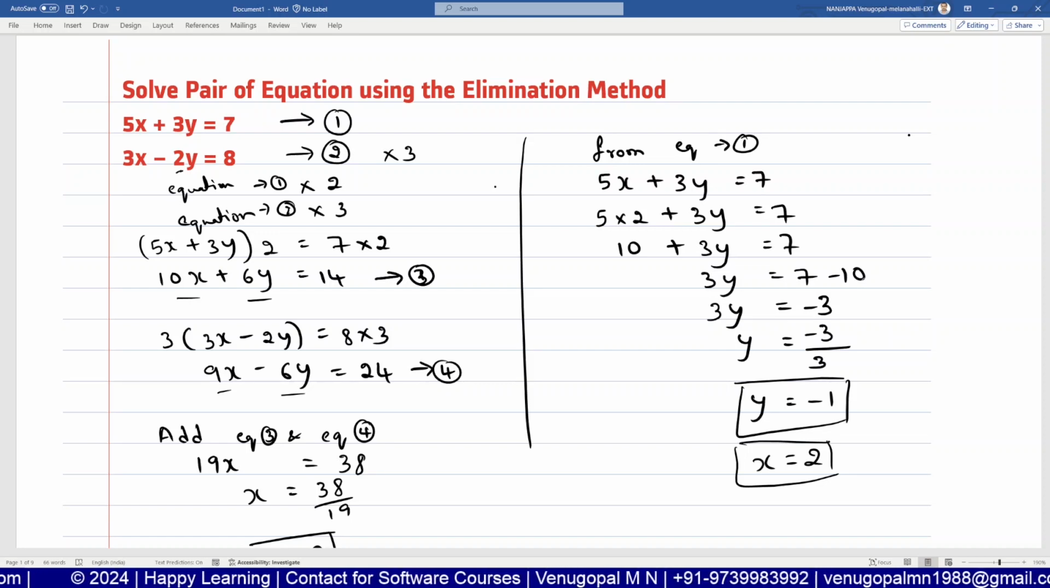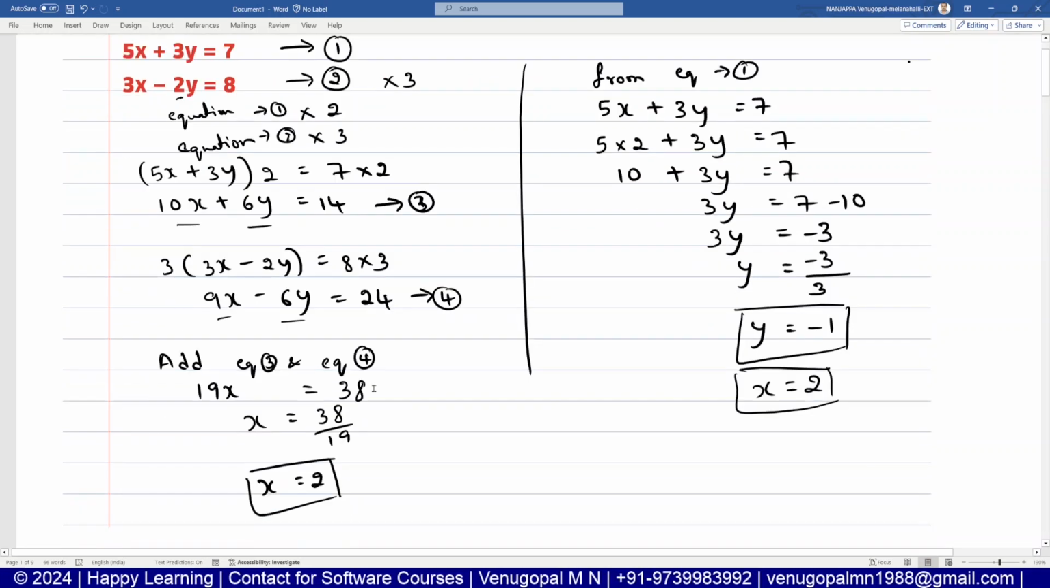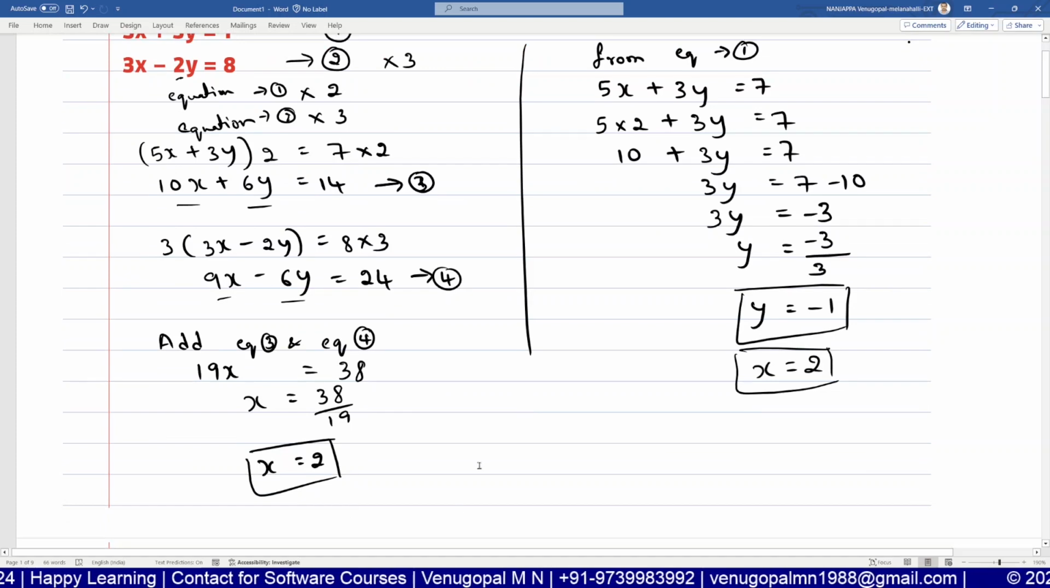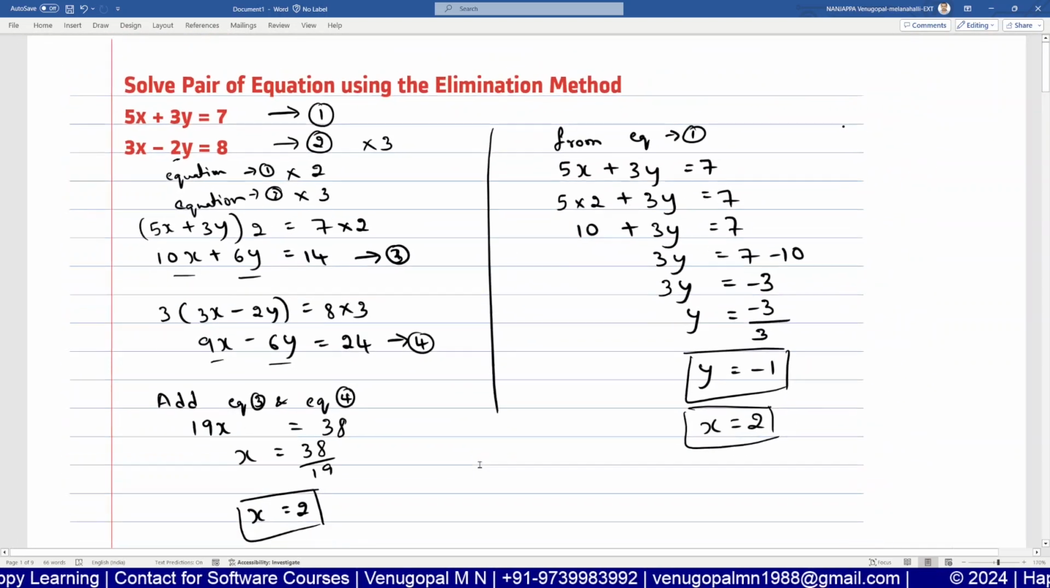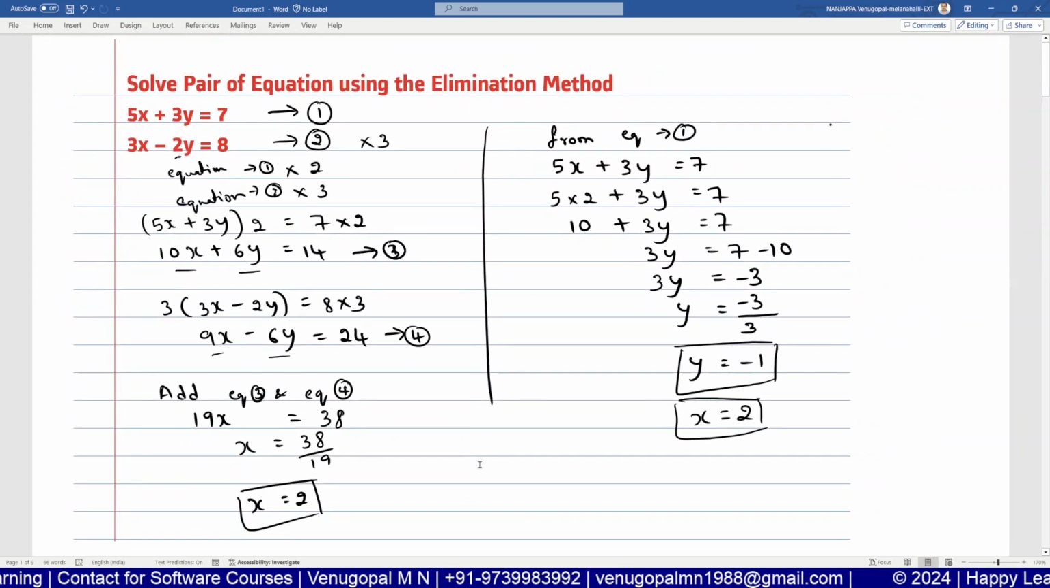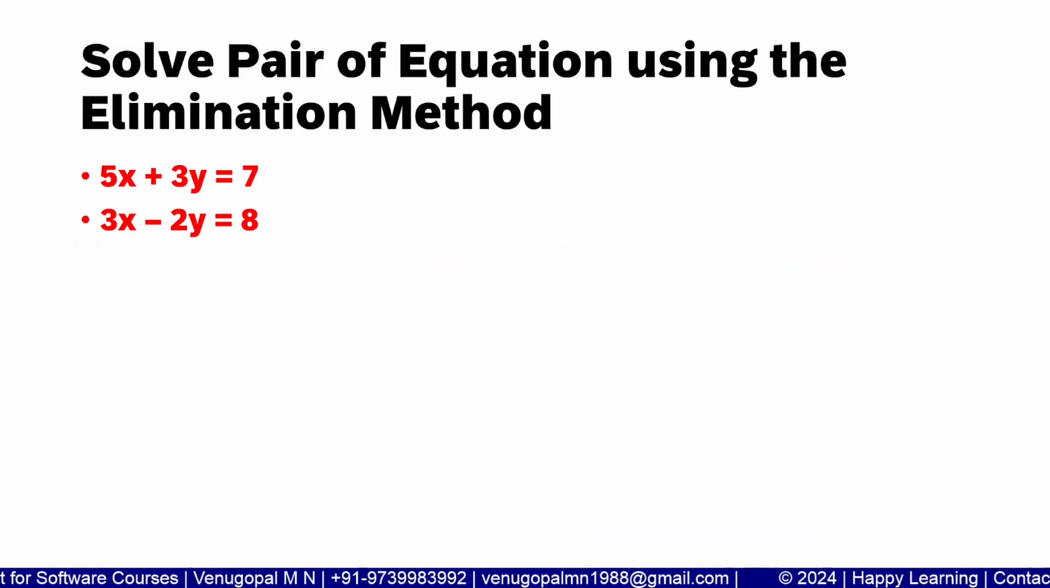Hopefully you have understood this particular example. Let us move on to another example where we will understand the same concept very well. Okay, let us move on and understand what is the next example.